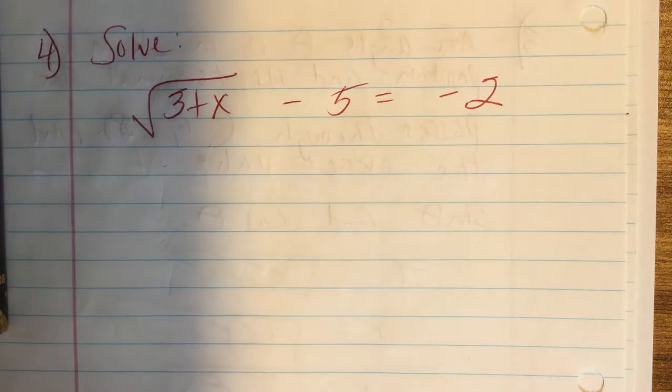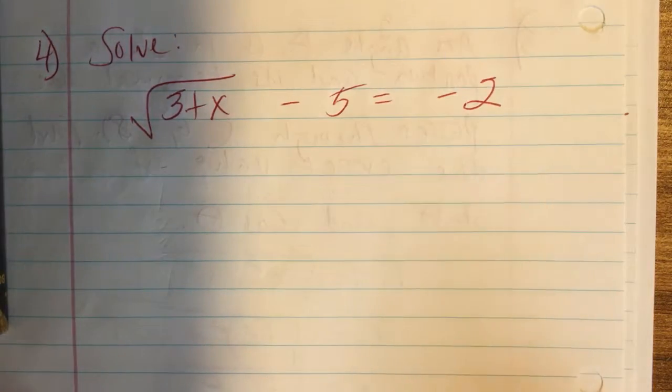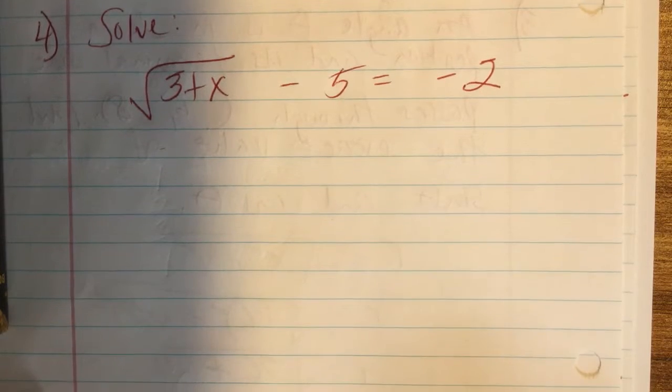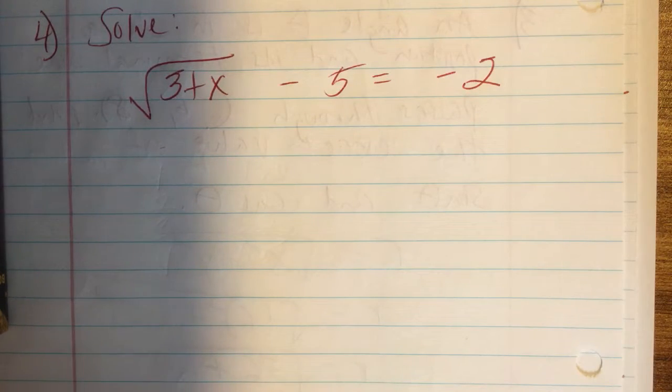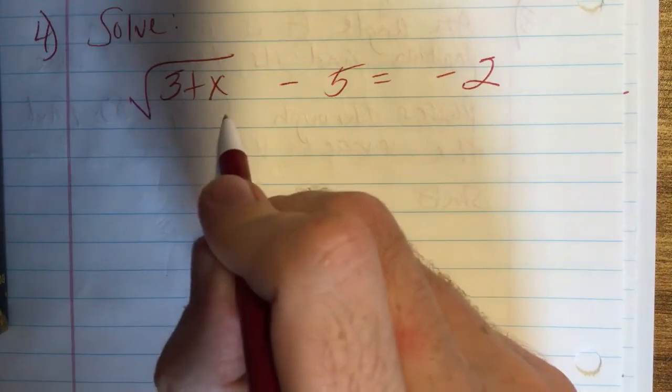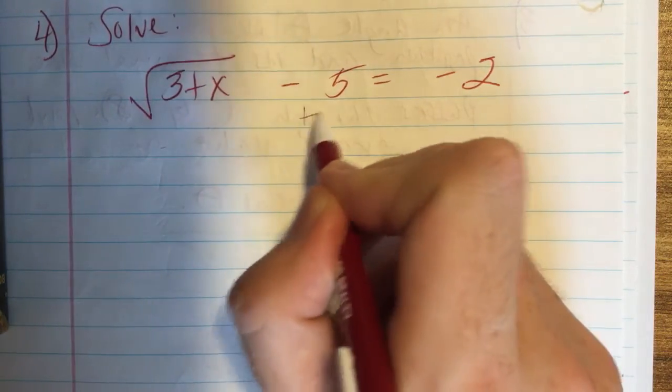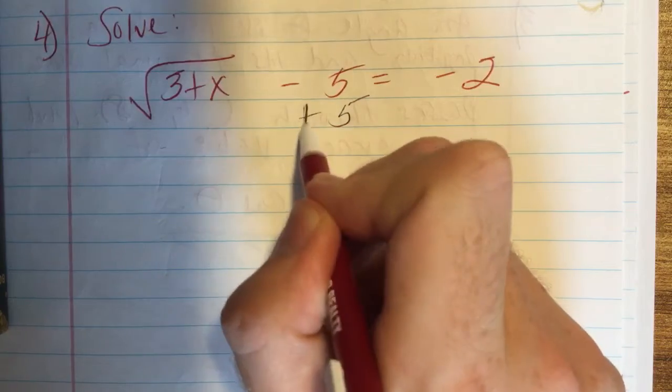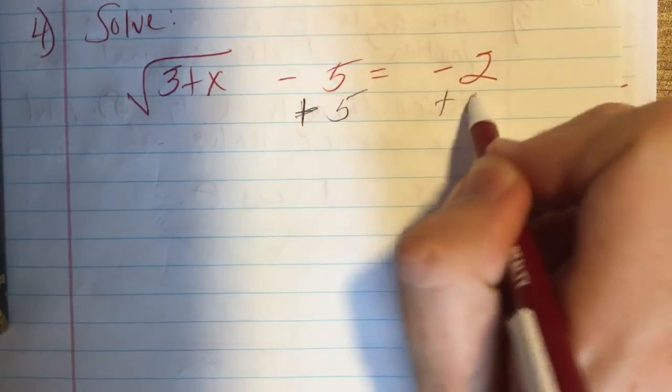Algebra 2 Final Review, Part 2, Sample Questions, number 4. We're solving this radical equation. In order to solve a radical equation, you first have to isolate the square root, or whatever radical you're working with. We're going to do this by adding 5 using inverse operations. Add 5 to both sides of the equation.